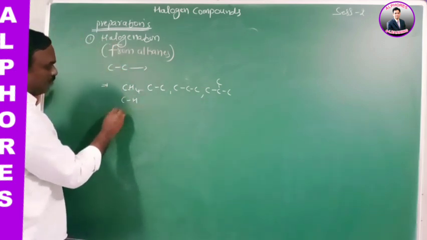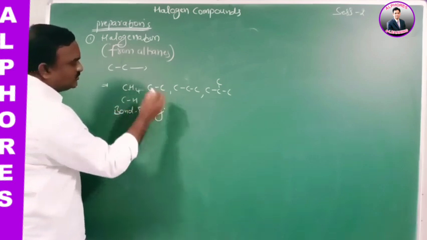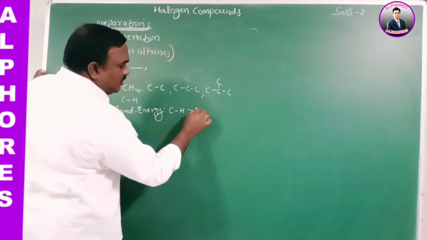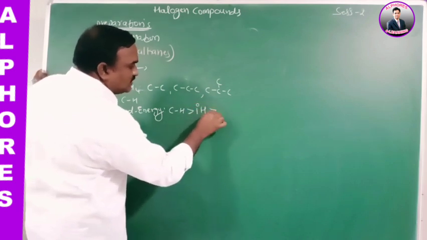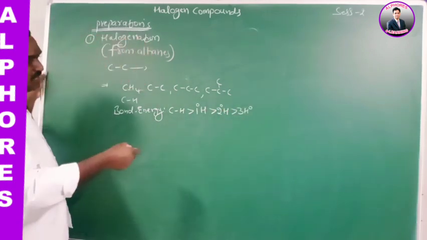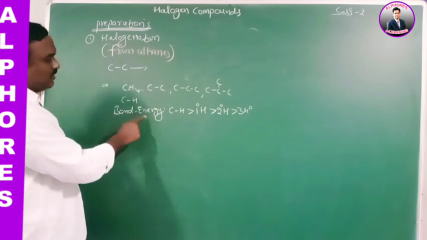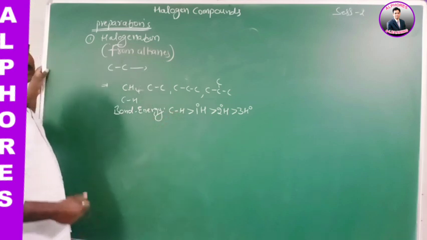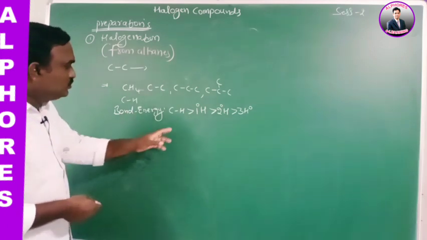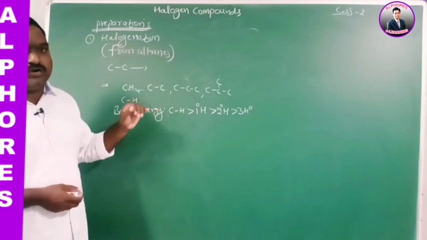That means here the bond energy order is CH3 hydrogen is greater than primary hydrogen is greater than secondary hydrogen is greater than tertiary hydrogen, which is chemically inactive according to this bond energy order. Bond energy is more means reactivity is very less. We require more amount of energy to break this bond. That means chemically this bond is somewhat less active.